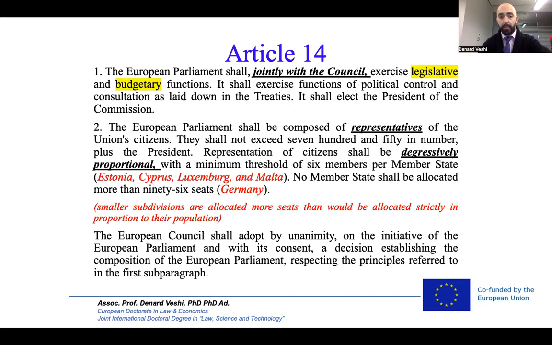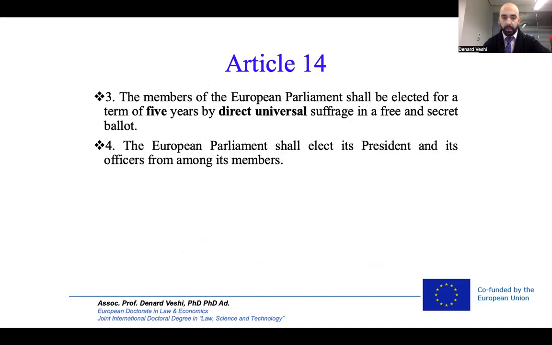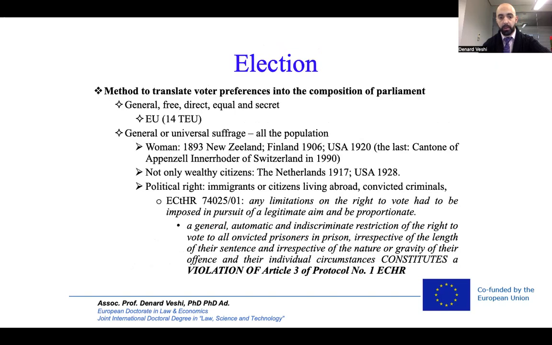The European Parliament, jointly with the Council, exercises the legislative and budgetary function. It is elected by EU citizens, and as I said before, is degressively proportional, which means the smaller countries are going to have higher representation compared to the big countries. The election is every 5 years, and it is a direct universal suffrage in a free and secret ballot.